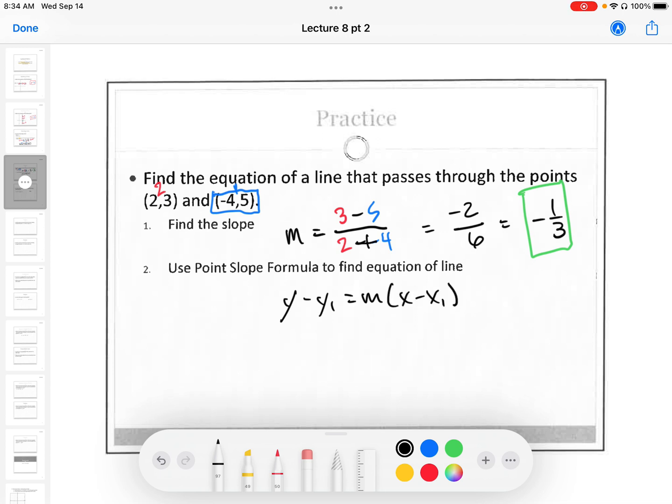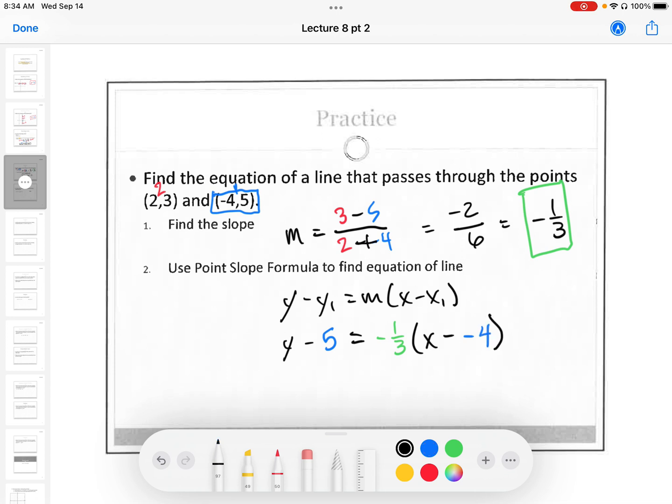Okay, so I will have y minus, what is my y sub 1? Well, that would be my 5, equals m. My m is negative 1/3, okay, times x minus, my x sub 1 is that negative 4.